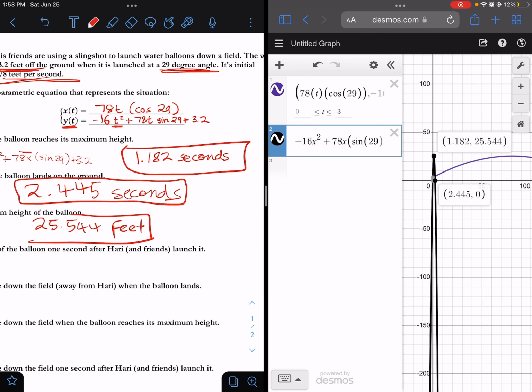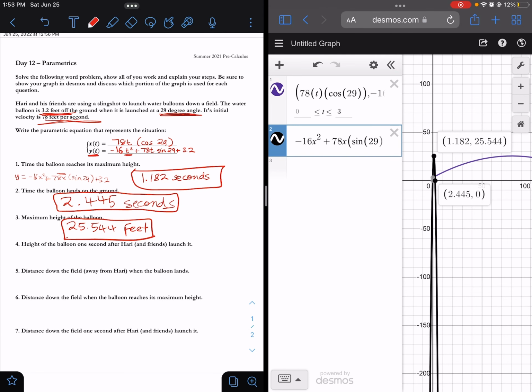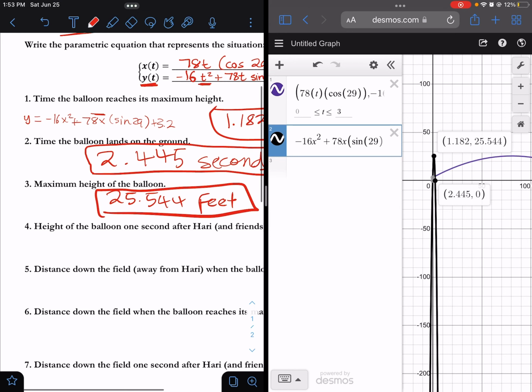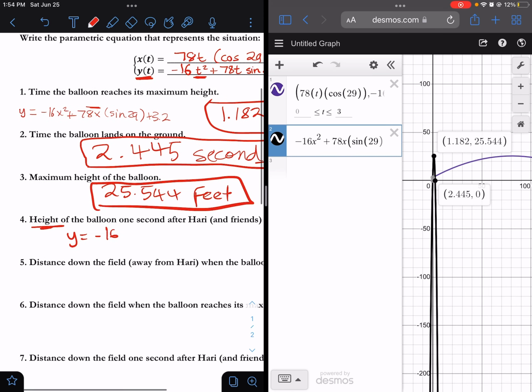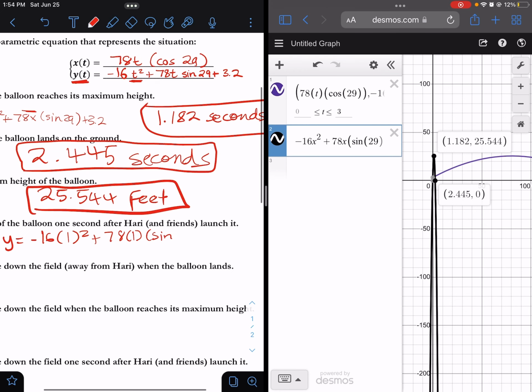There we go. And then height of the balloon 1 second after Harry launches it. Harry and friends. Okay, so 1 second after. So let's just say y is equal to, it's asking for the height, so y is equal to -16 times 1 squared plus 78 times 1 times sine of 29 plus 3.2.